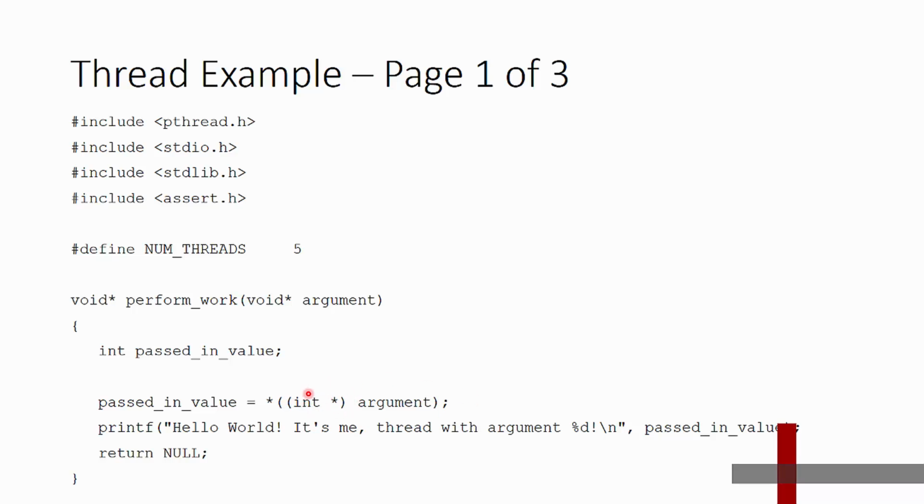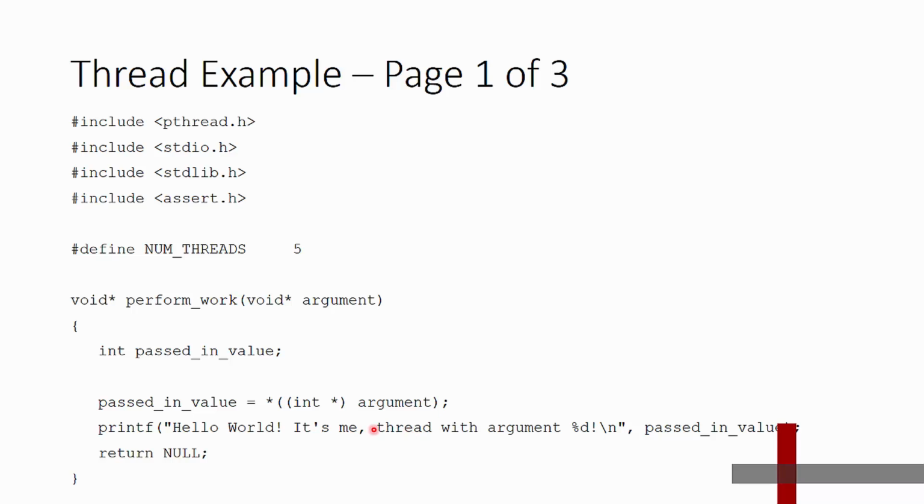So the first part here is going to cast this argument, which started as a void pointer. We're going to cast it as an int pointer. So let's pretend that this thing's an int pointer. And then dereference it, which gets us the actual integer from this thing. And then store that in here.